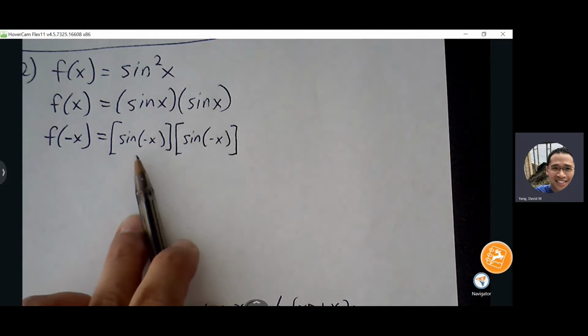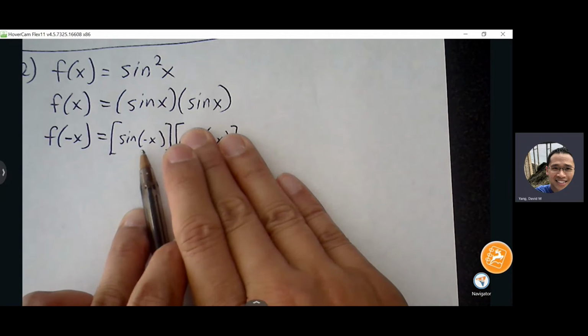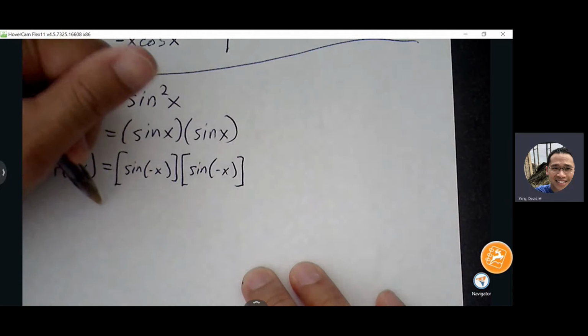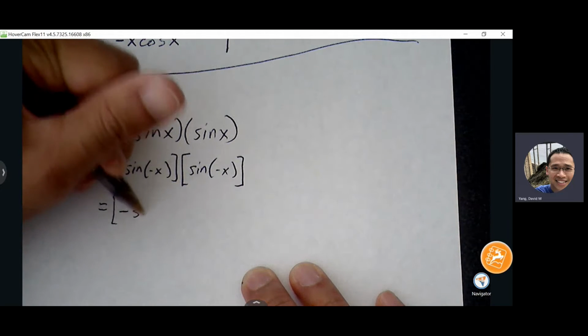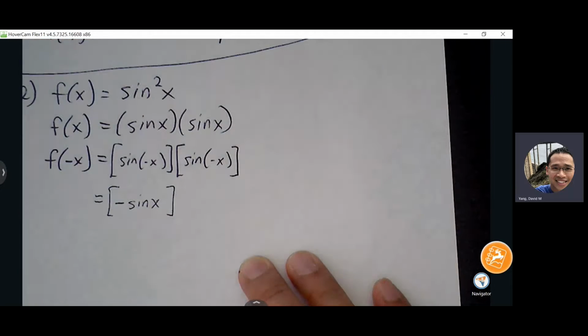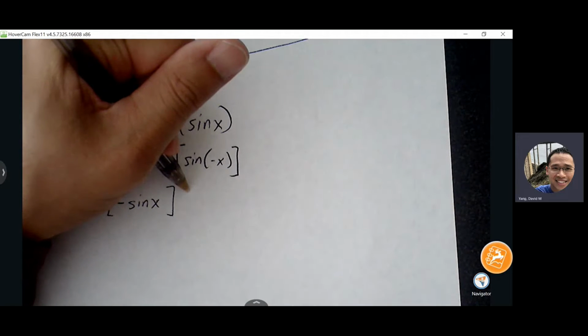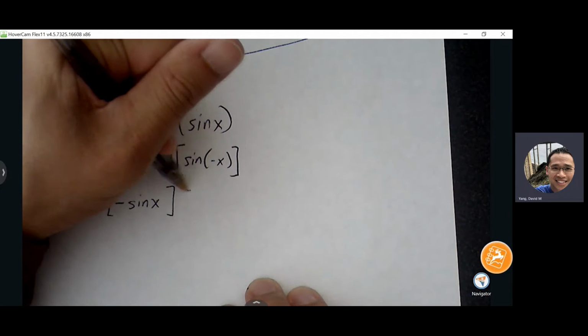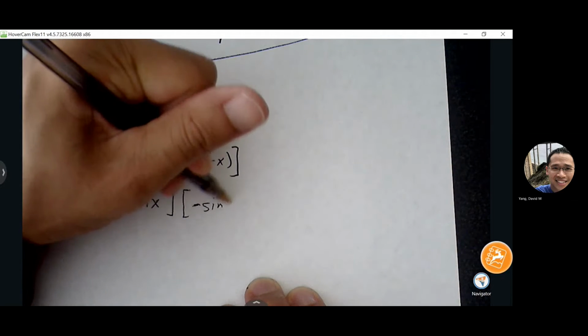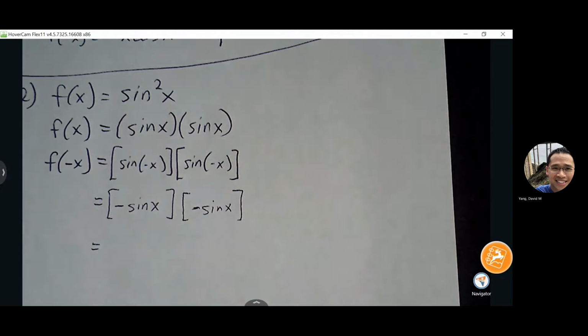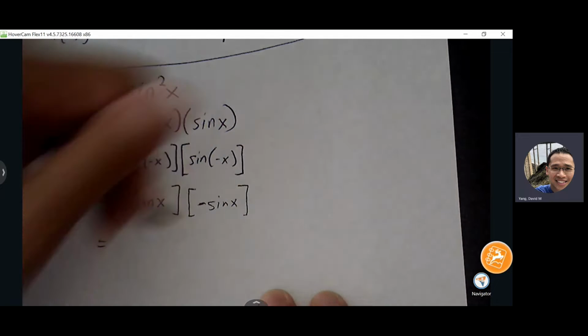What's the special property about sine of negative x individually? The negative goes in front, right? So I get negative sine of x. And same thing here, sine of negative x individually is an odd function, so I can pull that negative out. But now that the negative is in front, we're free to multiply them together, right? Because it's not stuck inside the function. It's easier to work with now that it's just a -1 coefficient in front. So what's negative sine of x times negative sine of x? Sine squared x.